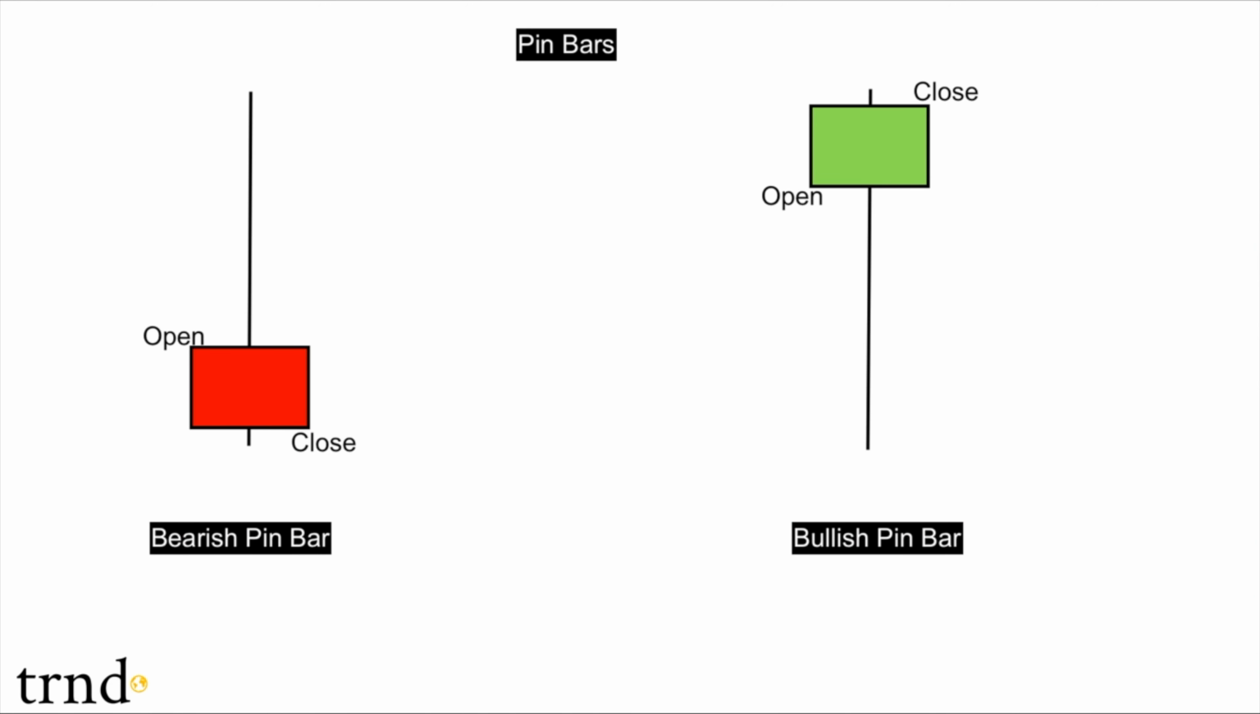Pin bars. On the left we can see we have a bearish pin bar as price has opened and closed towards the bearish side of the candle, and there is a long wick. Remember that pin bars will always have a long wick, and the wick should be at least twice or sometimes 3 times the size of the body. So this long wick should be at least twice the size of the body.